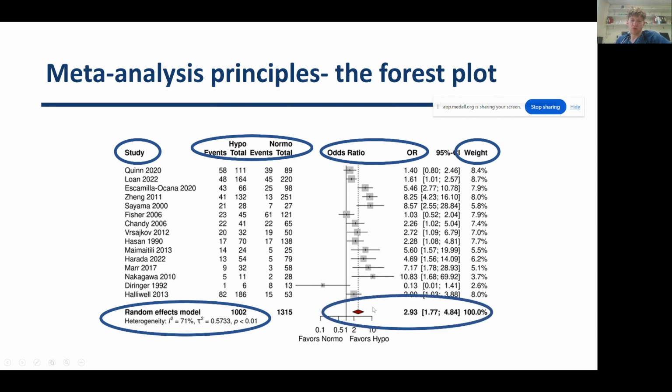And finally, you have your overall odds ratio as I described. Your forest plot will go to one side, and if the diamond extends and doesn't touch 1, because essentially you want it to be more than 1. If it's more than 1, then it increases the chances. If it's less than 1, it decreases. And if your confidence intervals don't intersect 1, then you've got a significant effect.